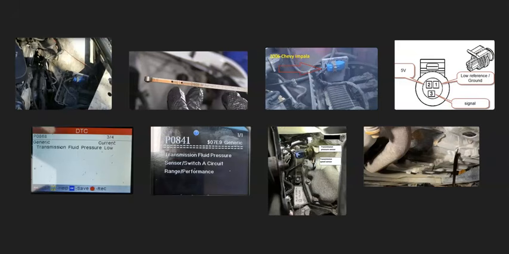And so that's basically it. I just wanted to give a basic overview of how you go about fixing a vehicle with the P0841 code.